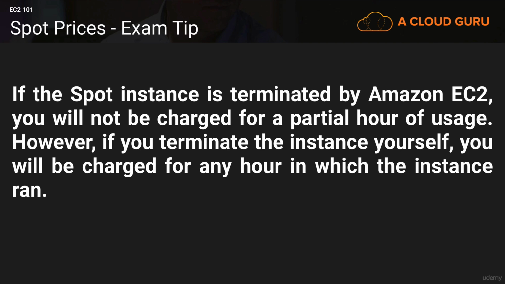So it's really, really important to understand those 2 points because you are going to get scenario questions on there, and they'll give you an example. They'll give you a scenario where they're saying, you've been running it for 1.5 hours. Are you going to be charged for 1 hour or 2 hours? And you have to decide based on the scenario that they give you. So remember the difference between the two.